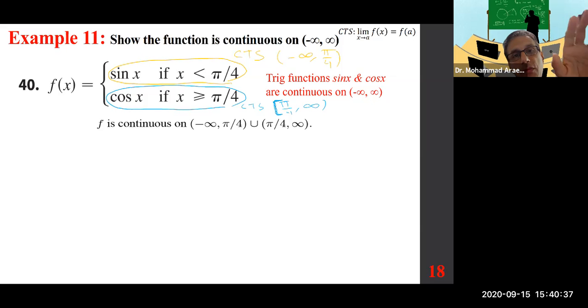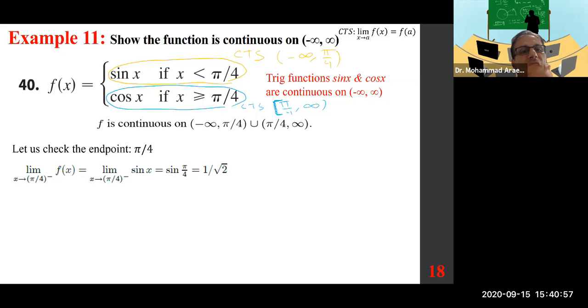So everything is fine everywhere. The only question we have is pi over 4. So let's check what happens to the function at pi over 4. We're going to take a limit and we're going to look at the functional value also. So let's check out the endpoint, namely pi over 4.